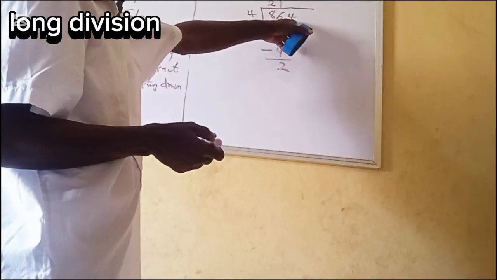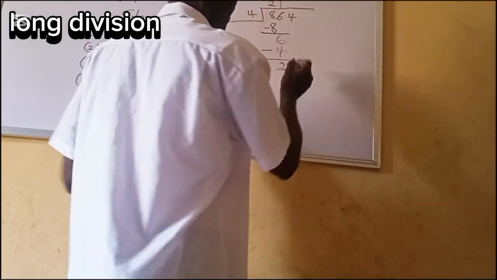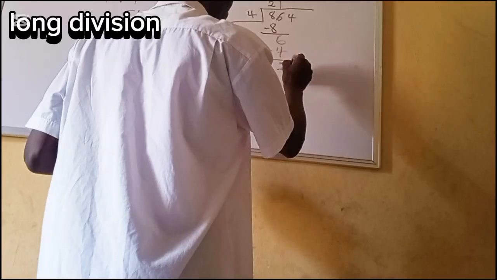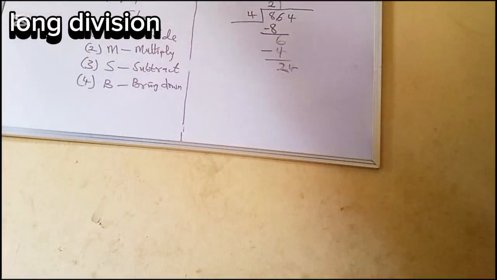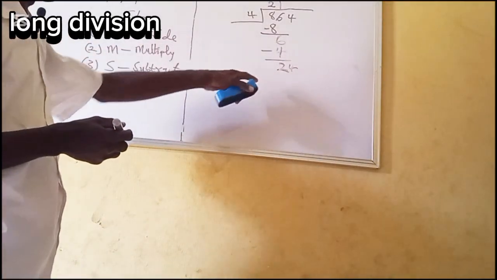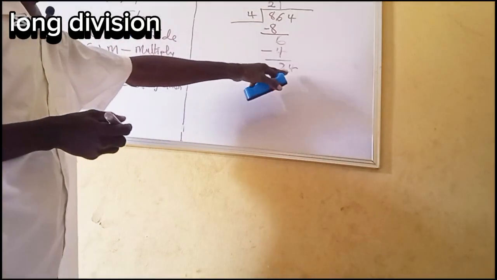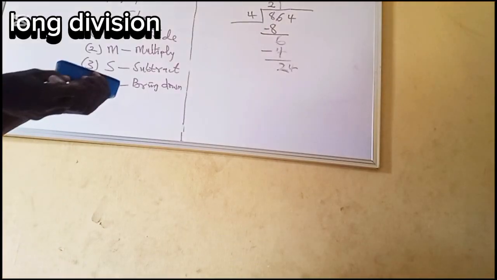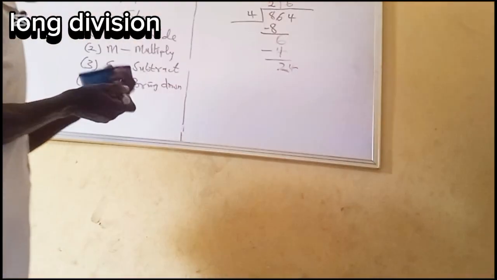We are going to bring this 4 down to this place. So that will give us 24. Now we have finished with this. You now repeat the process again with this. So 24 divided by 4 will give us 6. That is the first step.